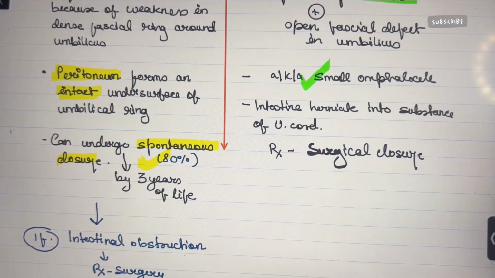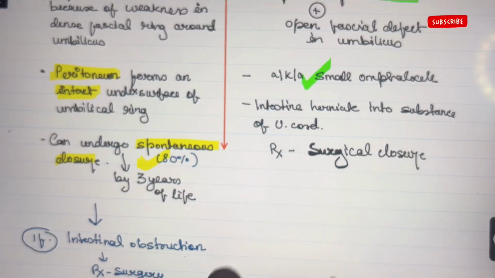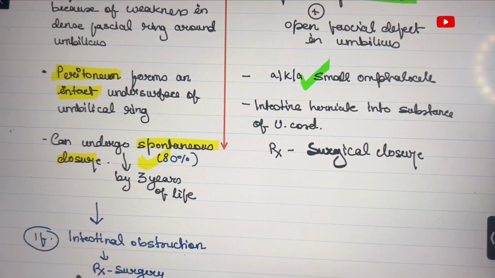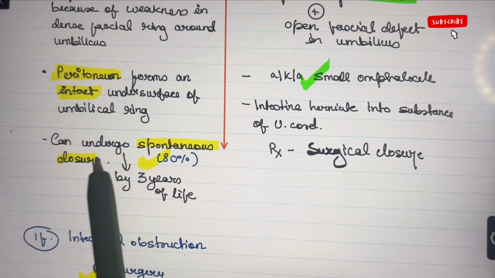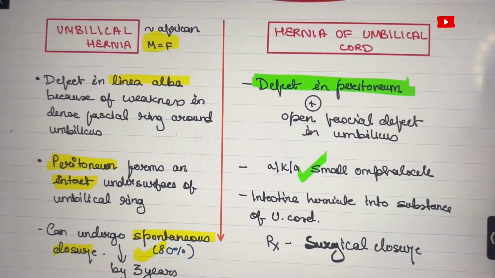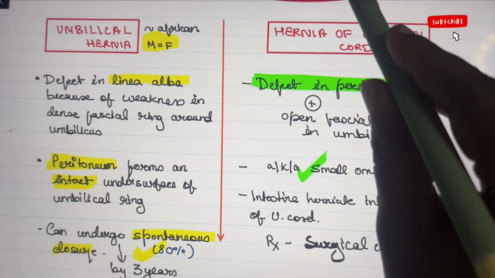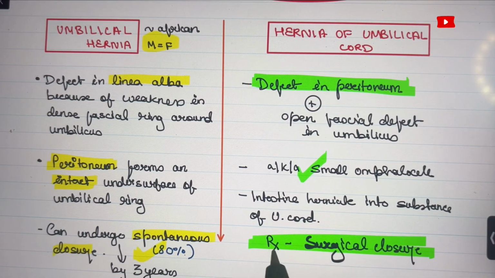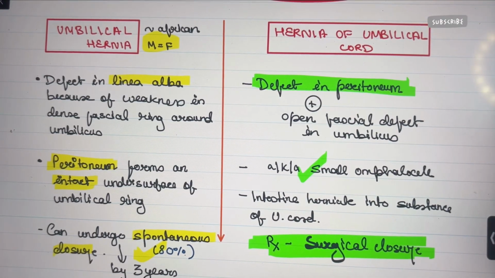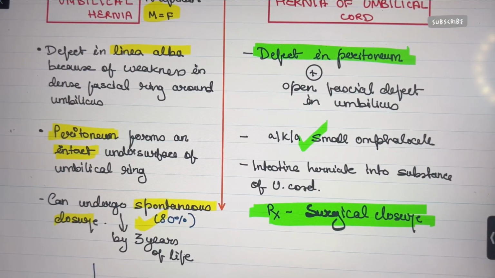And if there is intestinal obstruction or perforation or strangulation present in the intestine due to hernia, then only we do the surgery. But 80% of umbilical hernia resolves or closes spontaneously. But in cases of hernia of umbilical cord, as we have the defect in the peritoneum, we need to do surgical closure. So remember these two differences between hernia of umbilical cord and umbilical hernia. So I guess this is interesting for you.